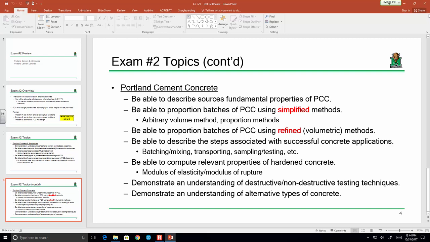That's the one where you needed a nominal maximum aggregate size. Let me pull up the solution. Which by the way, you all have the solutions to all this stuff, right? Everything's online.